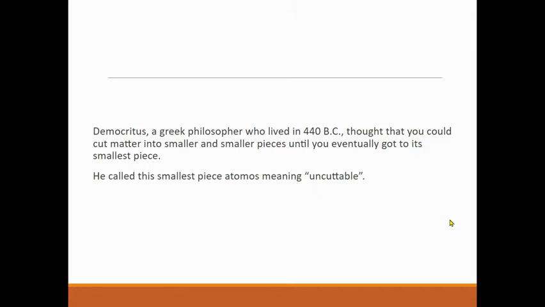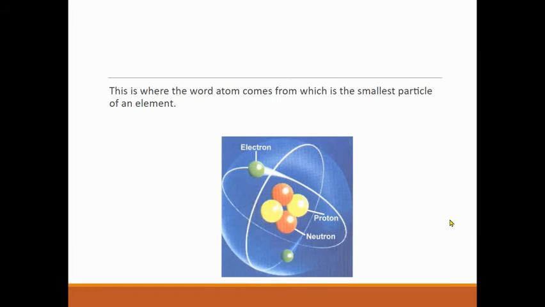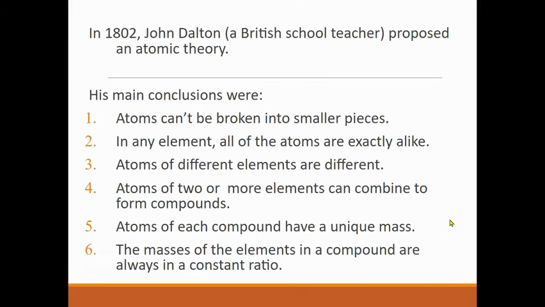We're going to get into a little bit of the history of the atom. Way back over 400 BC, a Greek philosopher named Democritus thought that you could cut matter into smaller and smaller pieces until you eventually got to its smallest piece. He called this smallest piece atomos, which means uncuttable. This is where the word atom comes from, which is the smallest particle of an element.